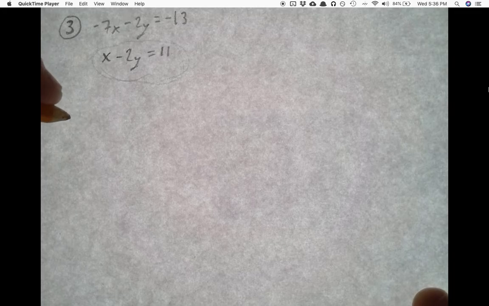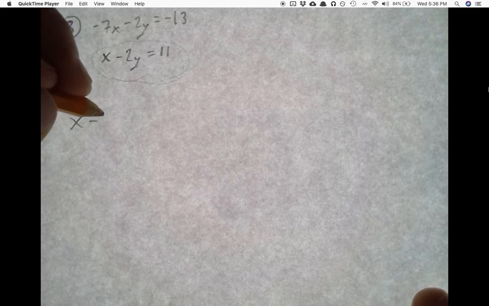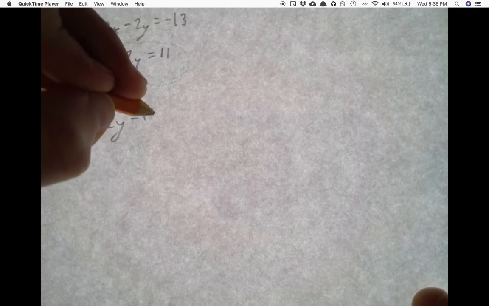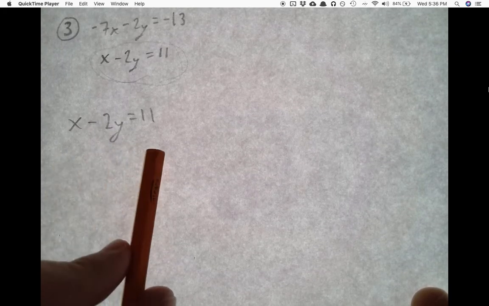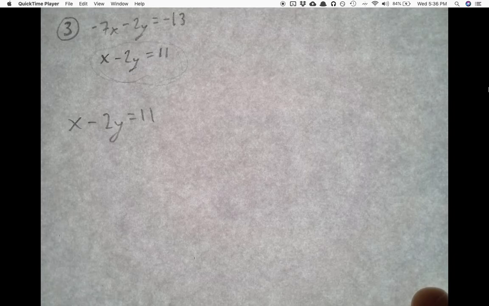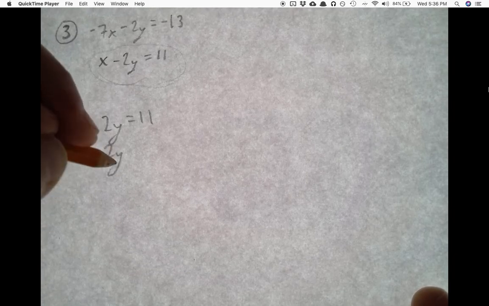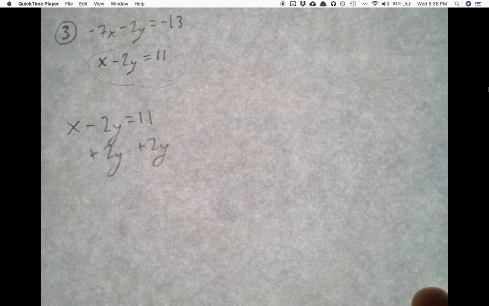So we're just going to rewrite this over here. X minus 2y equals 11. And now that we've got that, I can start just getting the x by itself. Well, to do that, I can just do plus 2y to both sides. I'm allowed to do the same thing to both sides always, right? That's my properties of equality.